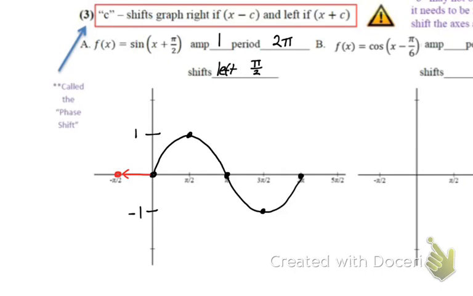And that means we're going to shift every single point over that many units. So this one's pi over 2 units. This one's pi over 2 units. Pi over 2 units. And finally pi over 2 units. And that will give me a graph that looks like that.